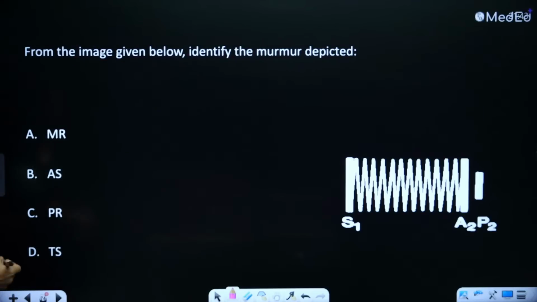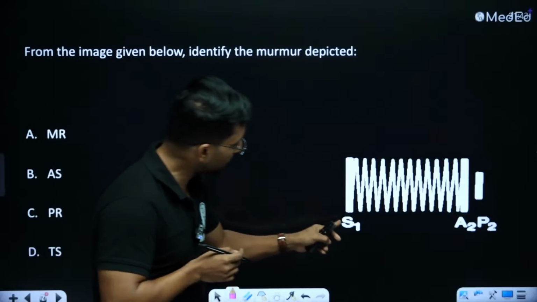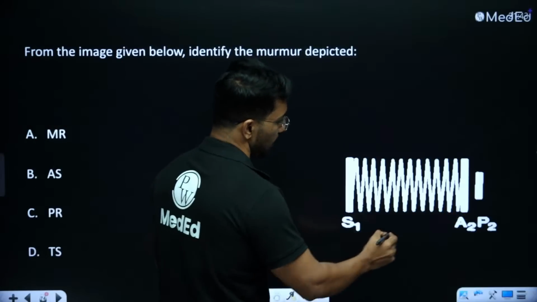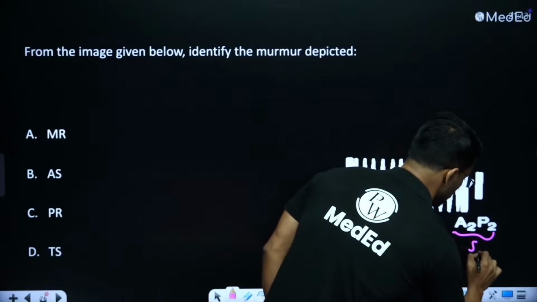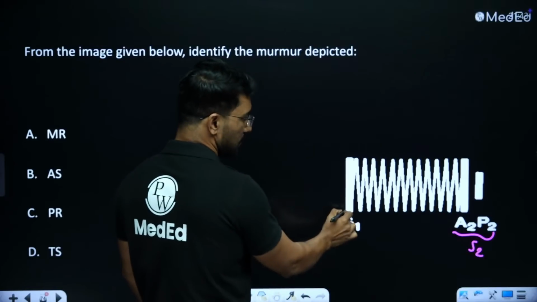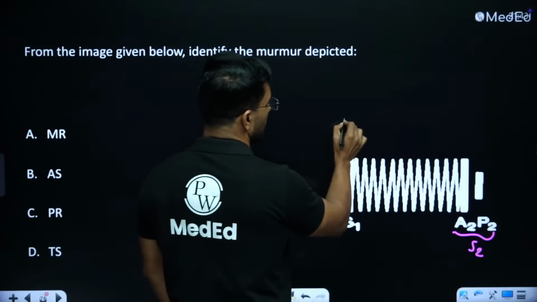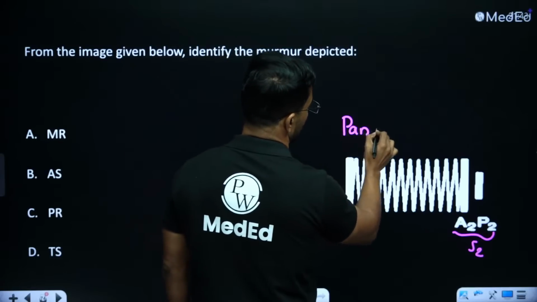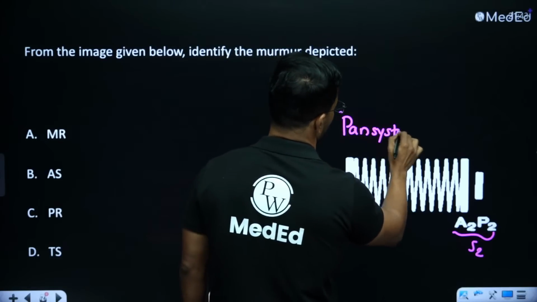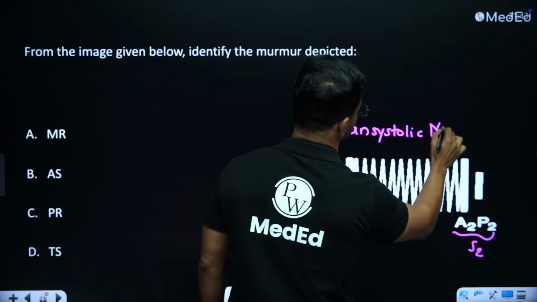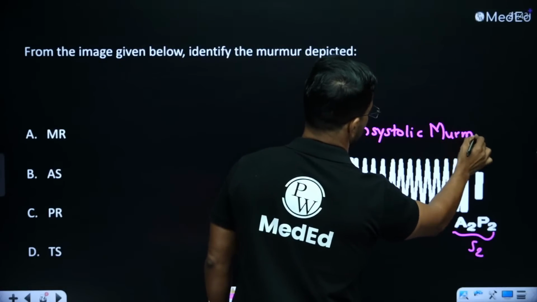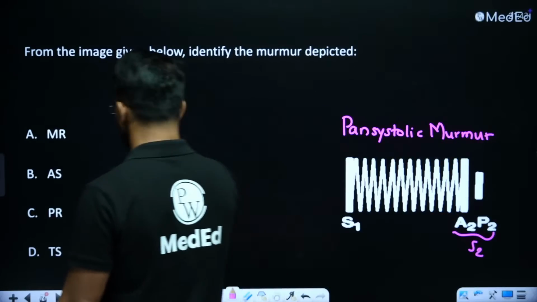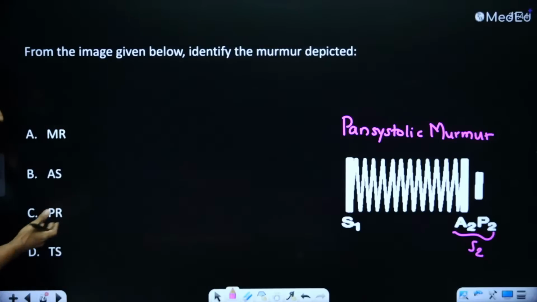Okay, so here we have the next question. From the image given below, identify the murmur depicted. So what is the murmur here? The murmur is happening between S1 and S2, right? A2 P2 is our S2 and this is S1, and the murmur starts with S1, ends with S2. So that means we are dealing with a pan-systolic murmur. So among the given choices, which of them is a pan-systolic murmur?